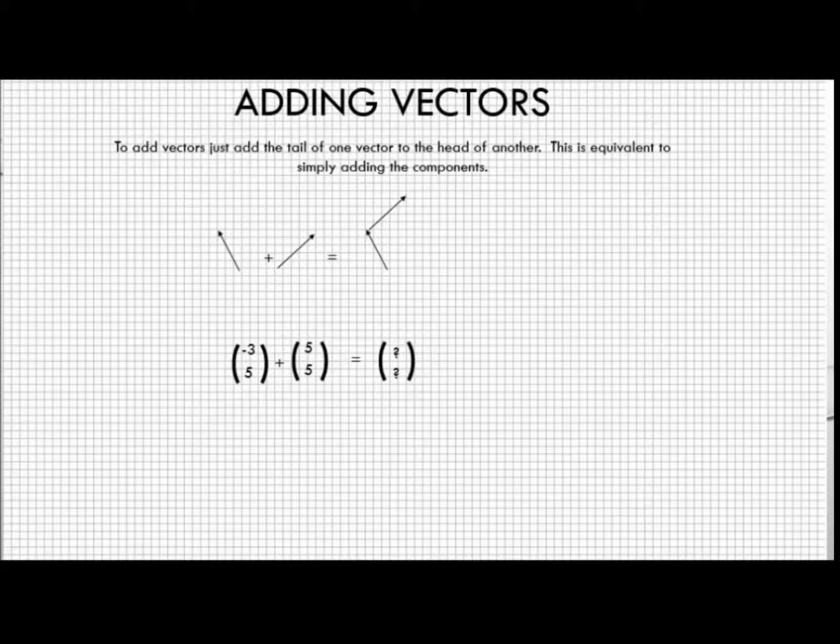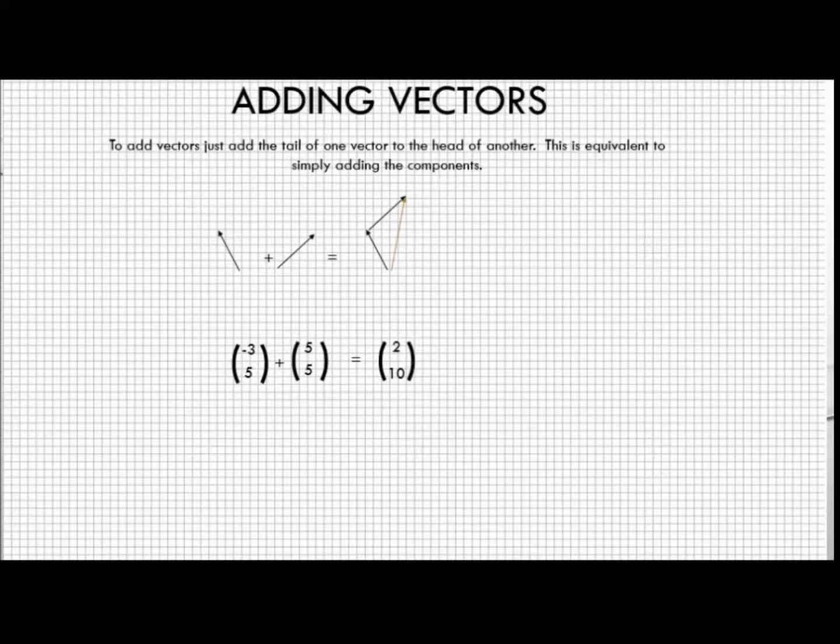Okay, let's have a look at another example. Take your time, pause the video. When you're ready for the answer, just press play. Again, adding the arrows is just a simple case of sticking the tail of one arrow onto the head of the other. And adding the components is just a case of adding the components. So negative 3 plus 5 is 2, and 5 plus 5 is 10.